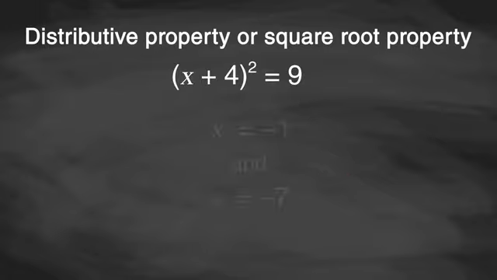The same answers were found solving the equation using the distributive property method or the square root property method. x equals negative 1 and x equals negative 7.